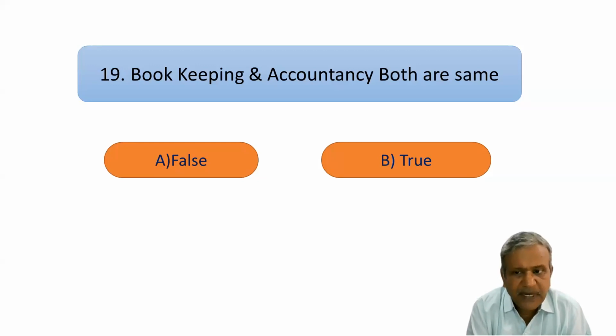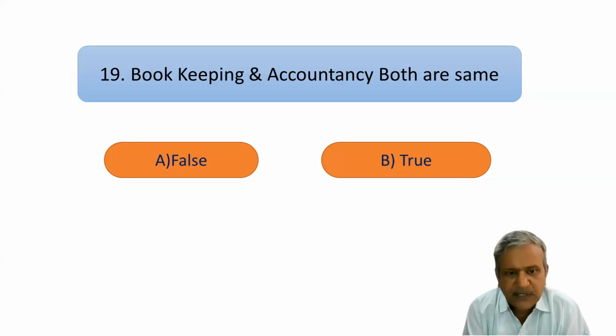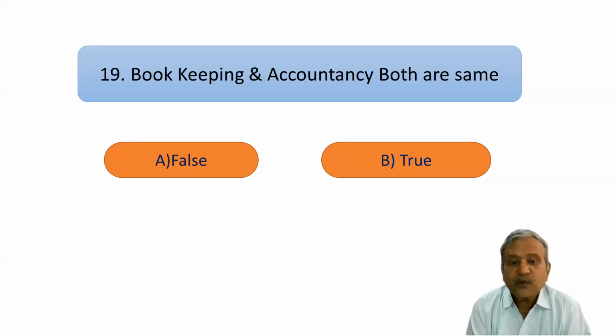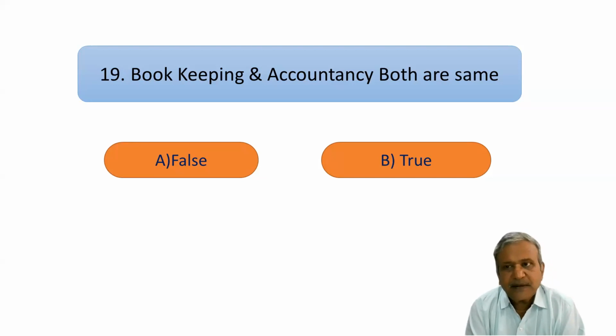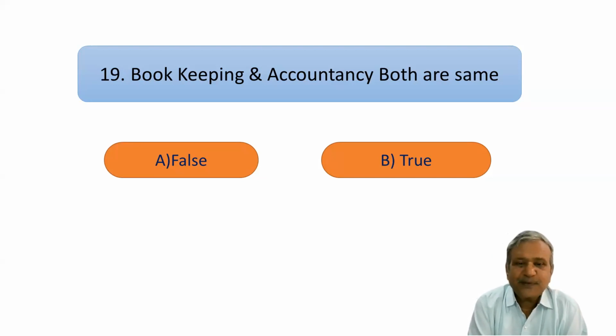Meaning to say, have you maintained the books properly? Are all the balances correct? How do you tell me? As per the double entry system of bookkeeping, all debits have to tally with the credits. So how do we do that? That's the reason we make a statement called the trial balance.